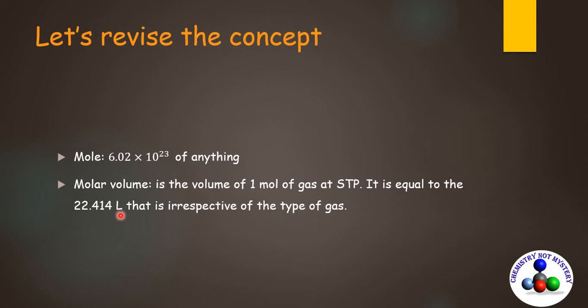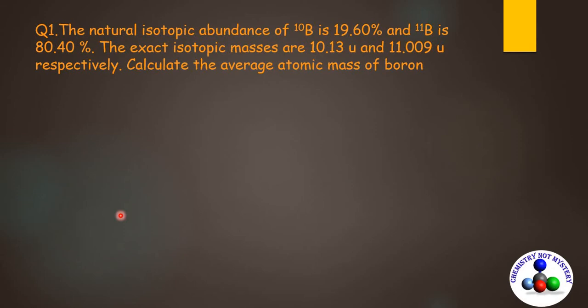Let's try some conceptual questions. First question is: the natural isotopic abundance of boron 10 is 19.60% and boron 11 is 80.40%. The exact isotopic masses are 10.13 and 11.009 respectively. You have to calculate the average atomic mass of boron.